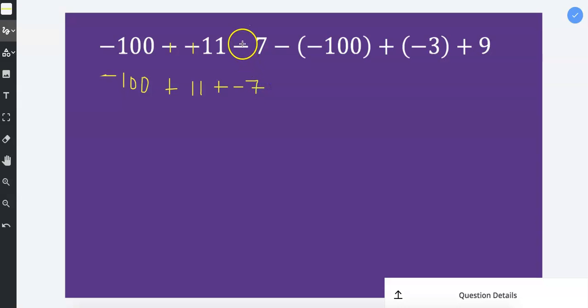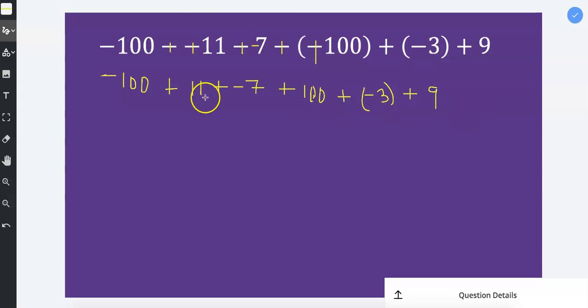Remember, to change it to addition, I need to make two changes. And then we have a minus a negative 100. That'd be the same as adding 100. And then at the end, these are already addition. We're already adding a negative 3, so I don't need to change that. And we're already adding 9, so I don't need to change that part.